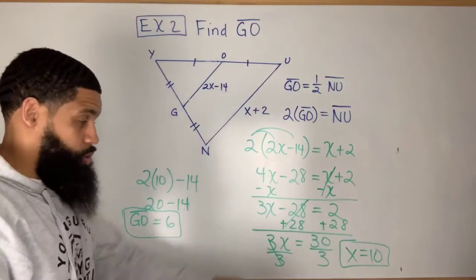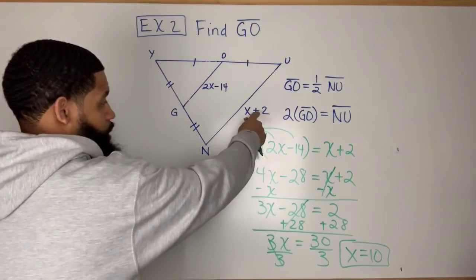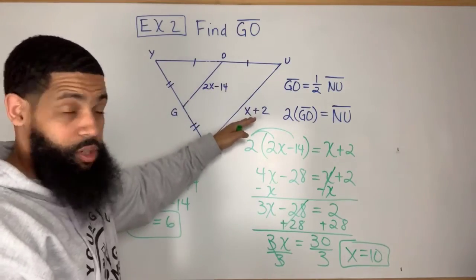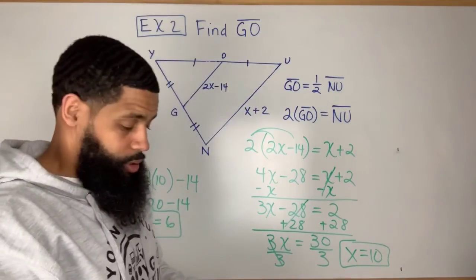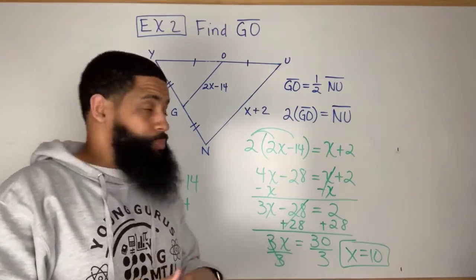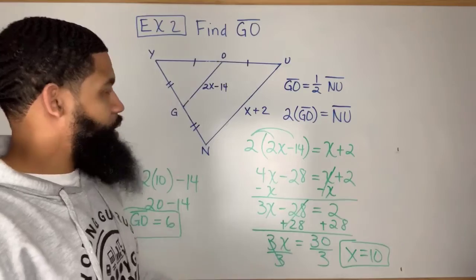If we want to check it, we could plug in the 10. 10 plus 2 is 12. Well, 6 is half of 12, and 12 is twice the amount of 6. So we have found the triangle mid-segment in this case.